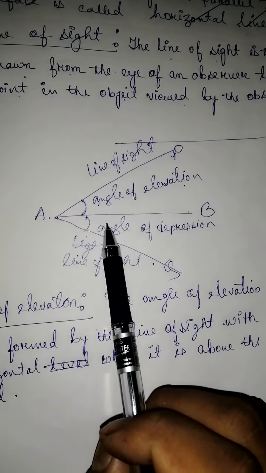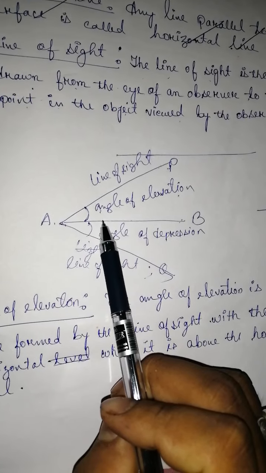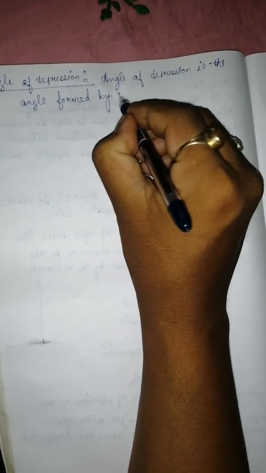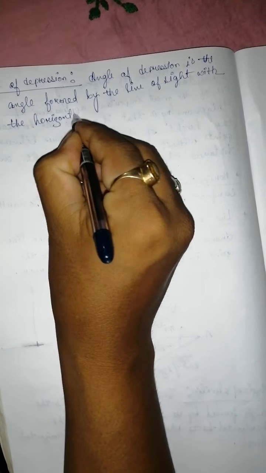Then angle of depression. The angle of depression is the angle formed by the line of sight with the horizontal when it is below the horizontal level. Angle of depression is the angle formed by the line of sight with the horizontal when it is below the horizontal level.